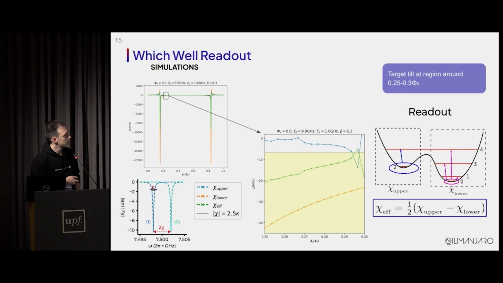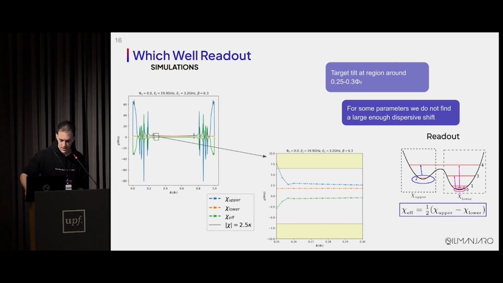We want the absolute value of the dispersive shift to be higher than 2.5 kappa, where kappa is related to the width of this Lorentzian. So it's basically something that allows you to resolve the two Lorentzians from one another. And for a fluxonium in a similar range as the ones we fabricated, we have a charging energy of 9.9, and we can see that we find this region around 0.25 and 0.3 phi naught. In some cases, we do not find this, and I'll go faster about this. Here you have a fluxonium with a charging energy of 19.9 gigahertz.